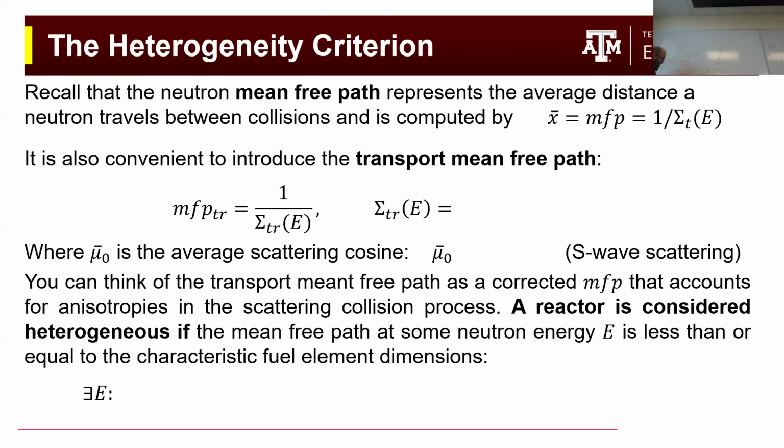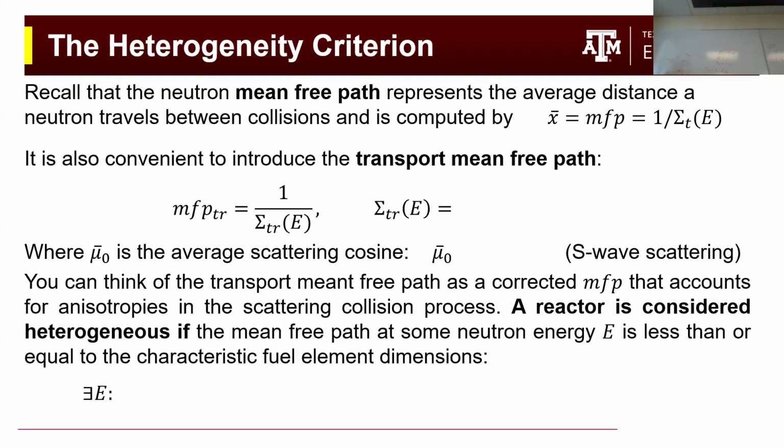So we can say 1/9. Notice the transport cross section was smaller, but the transport mean free path is larger because it's the reciprocal. Because you're doing 1 over. So if this thing is small and this thing is large, and you're doing 1 over a small number, that result is going to be bigger than this.